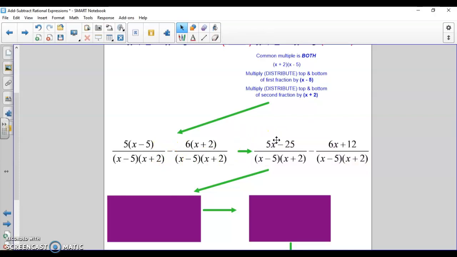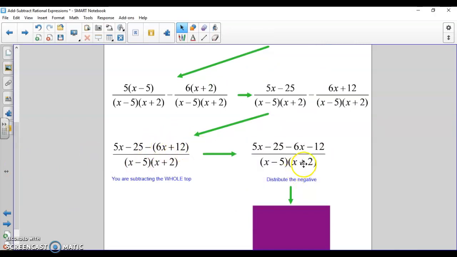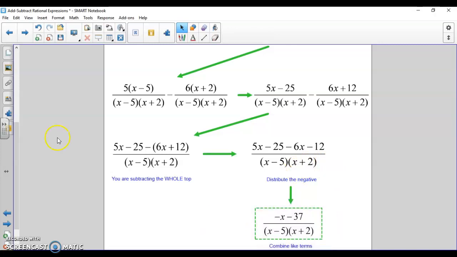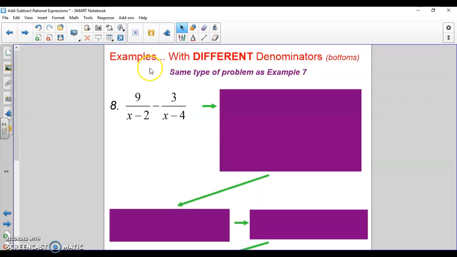You're again subtracting the entire fraction. So I distribute the tops, but I'm subtracting the entire fraction. So I need to put it in parentheses, distribute the negative, then combine like terms. Again, leave the bottom factored, just less work. That's all it is. Last one, very quickly here.